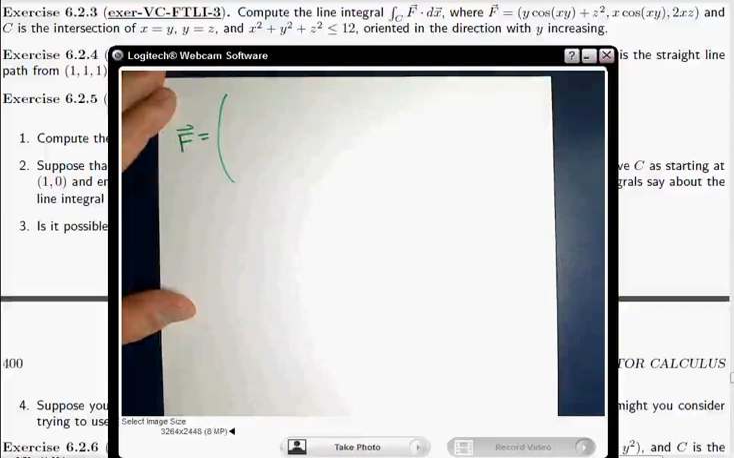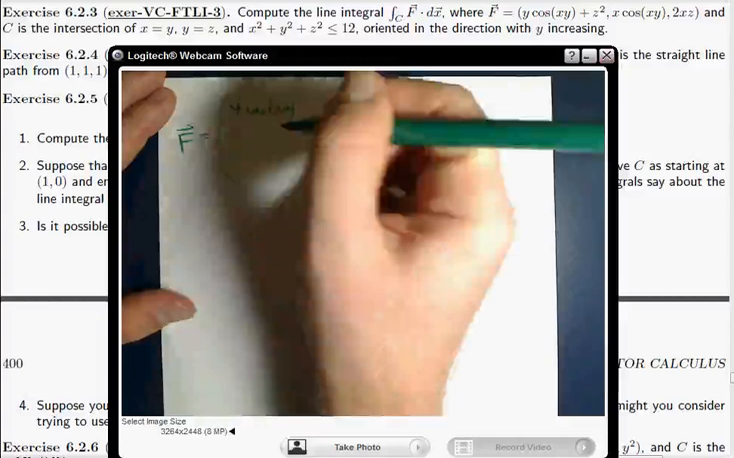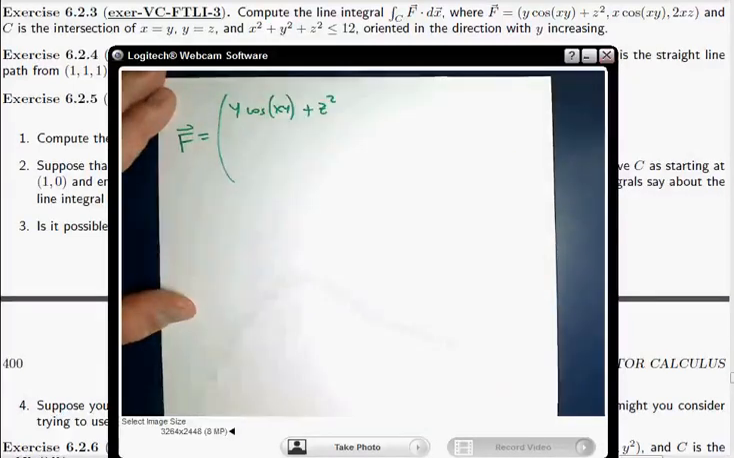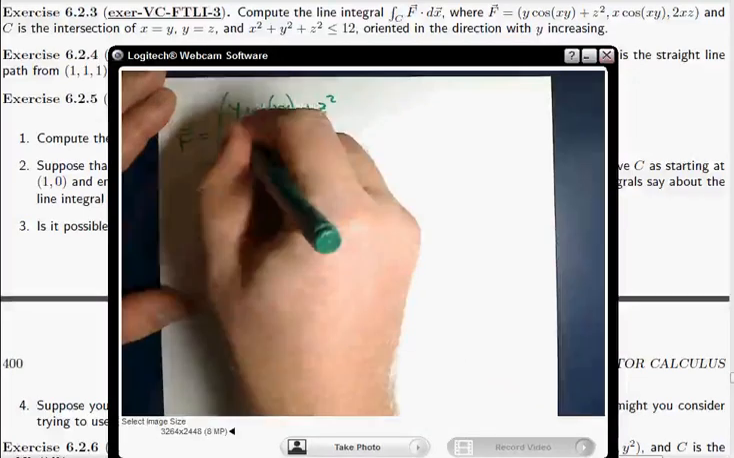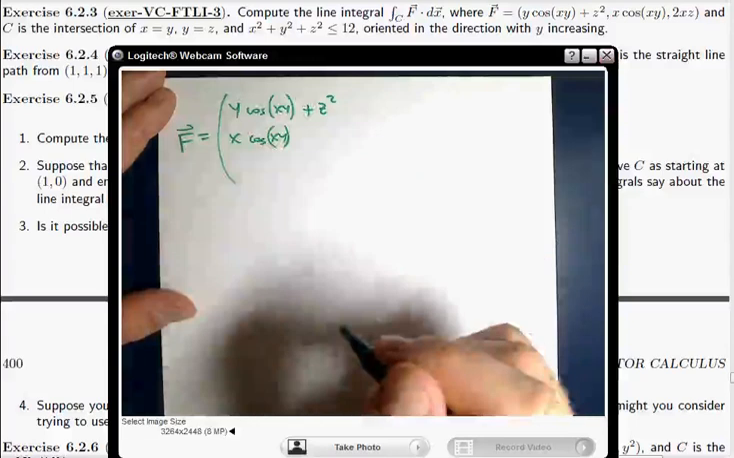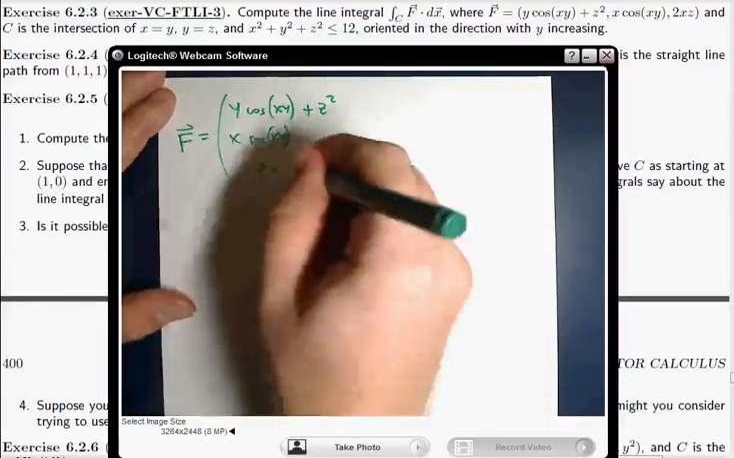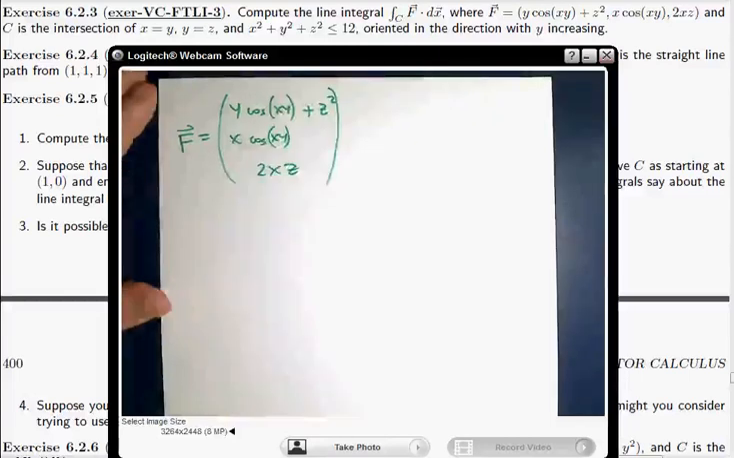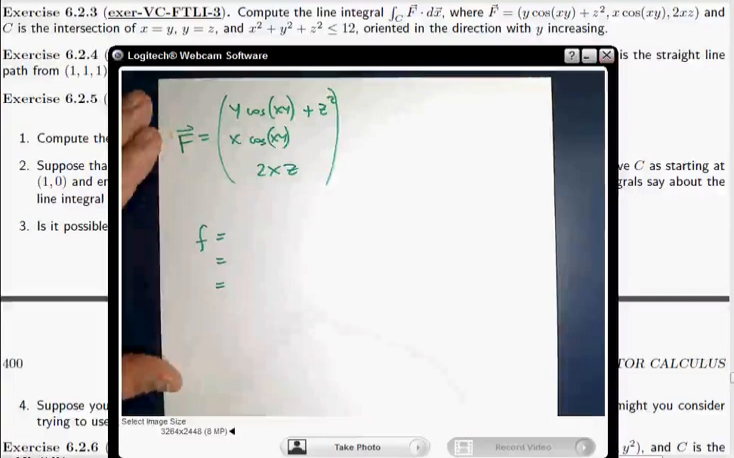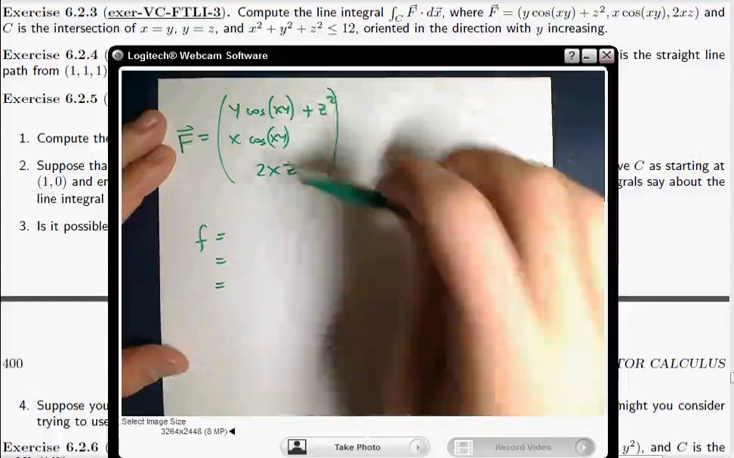Our vector field is y cosine xy plus z squared, x cosine xy, and then let's see, 2xz. So we're going to play the anti-gradient game, and I claim that f is going to have to equal each of the following three things. I'm going to take the x antipartial of that, the y antipartial of that, the z antipartial of that.